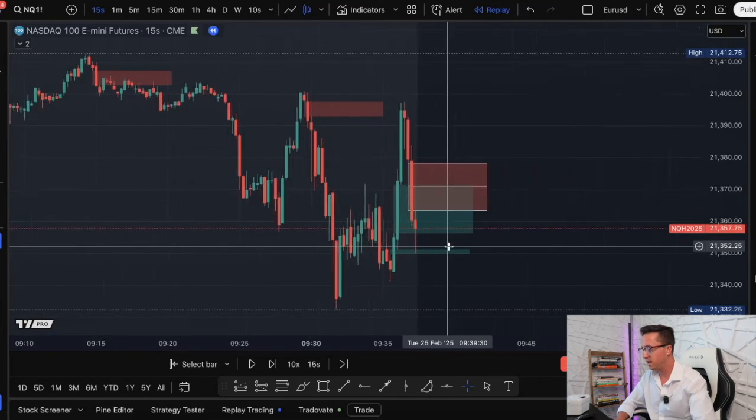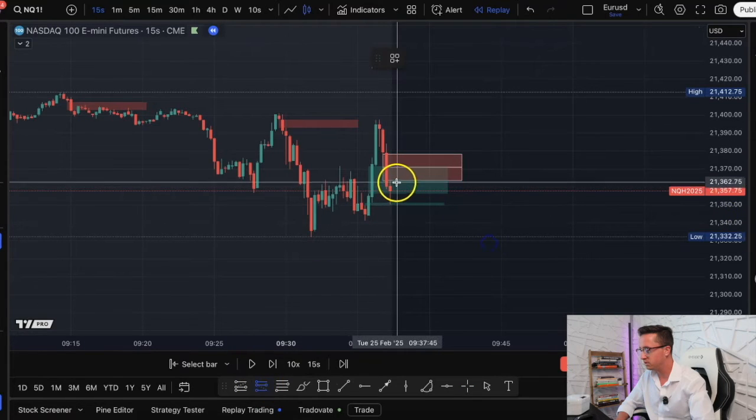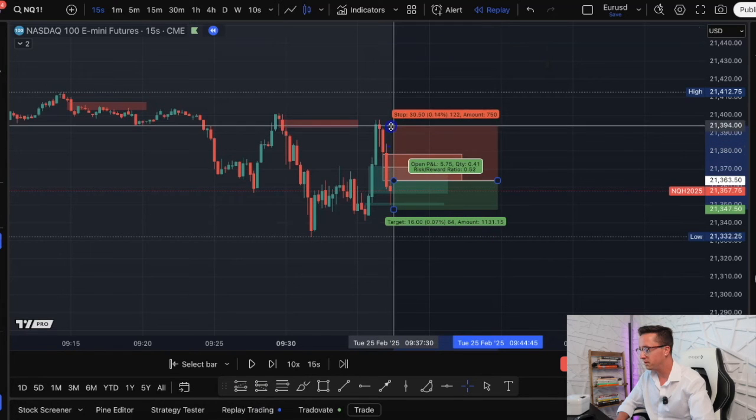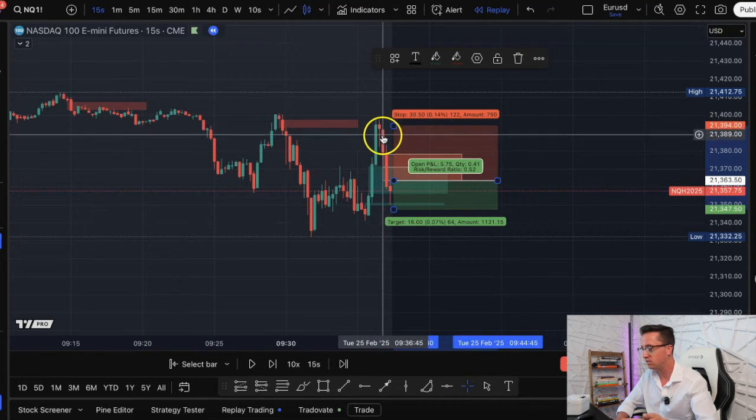So we see this fair value gap right here. What we could do to set it up is we'd go get a short position right here. We'd put it at the fair value gap. Our stop loss would be right above the first candle that makes a fair value gap every single time. So if you have a bullish fair value gap, it would go below the first candle. For a bearish fair value gap like this, it would go above the first candle that creates a fair value gap.